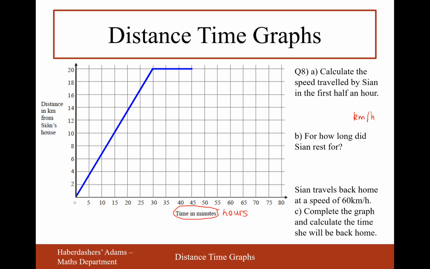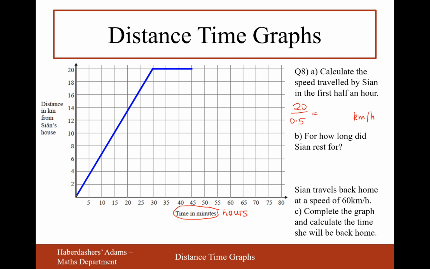Okay, so in the first part here, we're working out the speed that Sean travels at in the first half an hour. So Sean has travelled from 0 up to 20, so that's going to be a difference here of 20 divided by 30 minutes. Now we don't divide by 30 here. If we want a speed in terms of kilometers per hour, we divide by half an hour, or in other words 0.5. So what we've done there is we've converted 30 minutes into 0.5 hours.